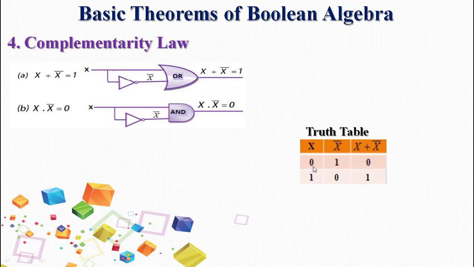Addition starts: 0 plus 1 is equal to 1. So here is a mistake that you can find. Correct the mistake and write it. 1 plus 0 is 1. That's correct. So let us prove theorem number 2, that is the complementarity law with multiplication.